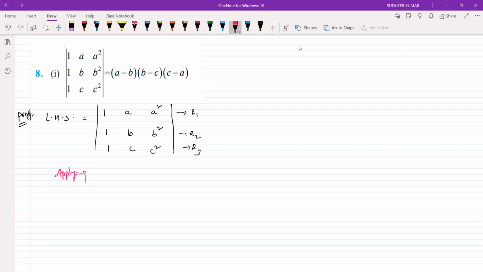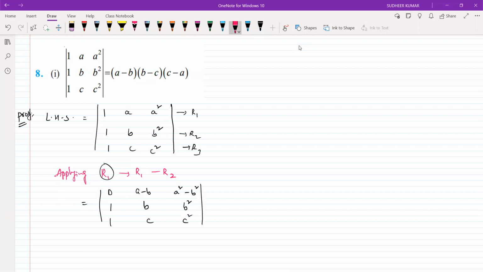So here, applying R1 changed to R1 minus R2, what result do we get? R1 only is going to change. So 1 minus 1, 0. Next, a minus b. Then a square minus b square. The remaining rows remain the same. Two operations also we can do at a time, but you do one by one, then there is no confusion. Then c square.